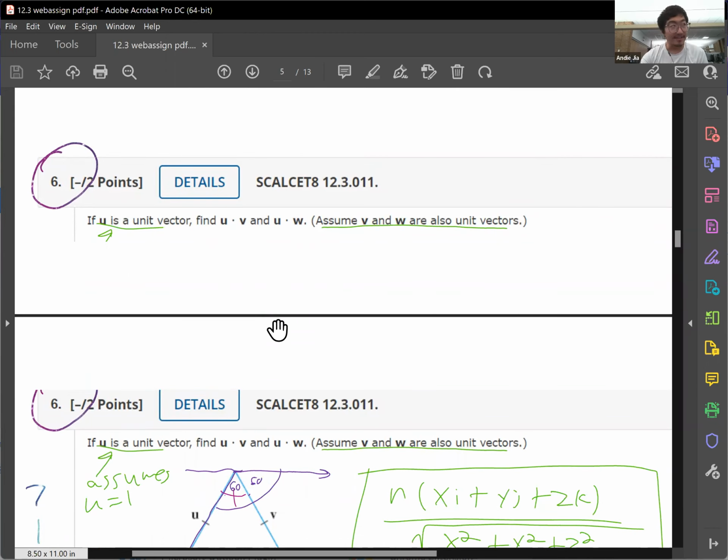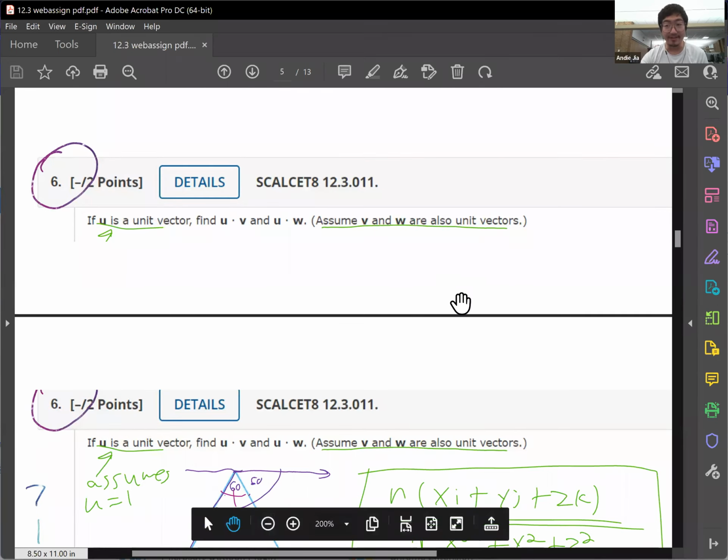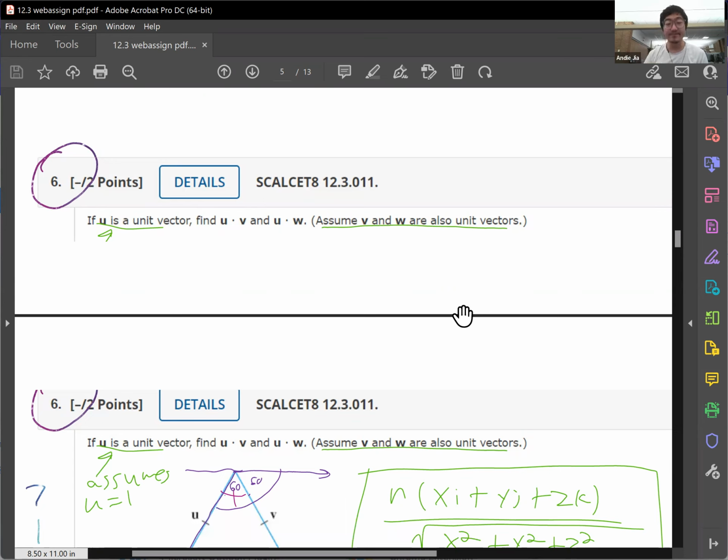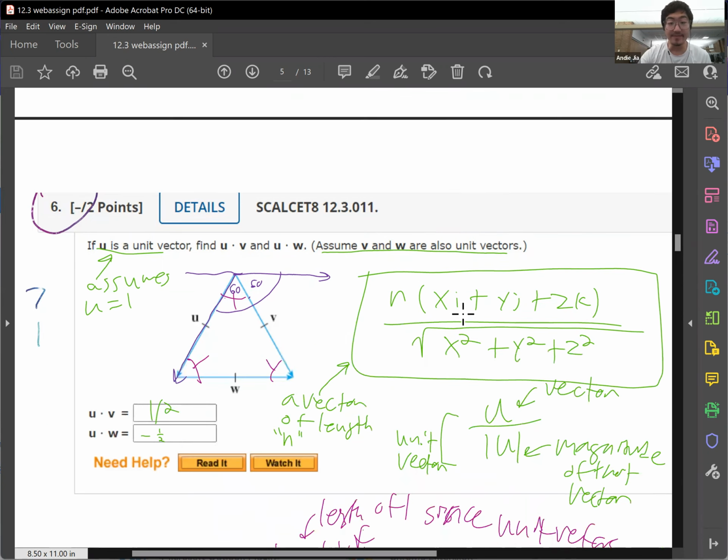In number six, U, V, and W are all unit vectors, so their length is one. If they form a triangle, it is an equilateral triangle, where all three angles are 60 degrees, and you convert this into radians. That is your angle, and now you need to find the dot product using the magnitudes and computing from there.